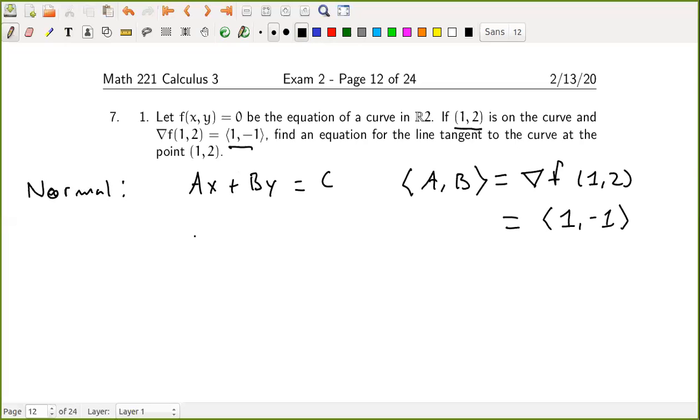Okay, so if you plug it into the normal equation, we get x minus y is equal to c. And to figure out what c is, we plug in a point that's on the line. We know (1, 2) is on the line. So this is 1 minus 2 is equal to minus 1, and that's equal to c. And so the normal equation is x minus y is equal to minus 1.